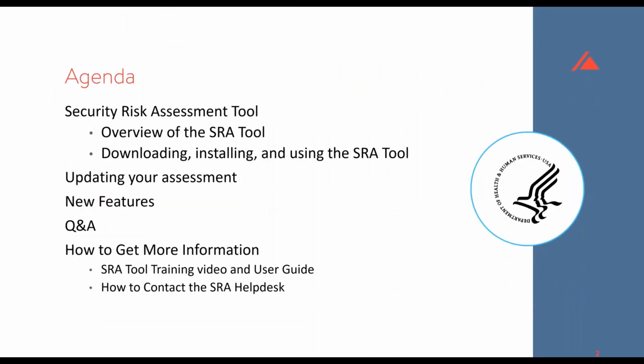The first part of our presentation today will cover some SRA tool basics. We know many individuals who attend these webinars have not used the SRA tool before or may have limited experience with it. So we want to give an overview of what the SRA tool is and how it works. We also want to cover some information for those of you who may be using the tool for a while. So we'll be talking about reviewing and updating an SRA. Then we'll go over a few new features in the latest version of the tool, and finally we'll have a Q&A.